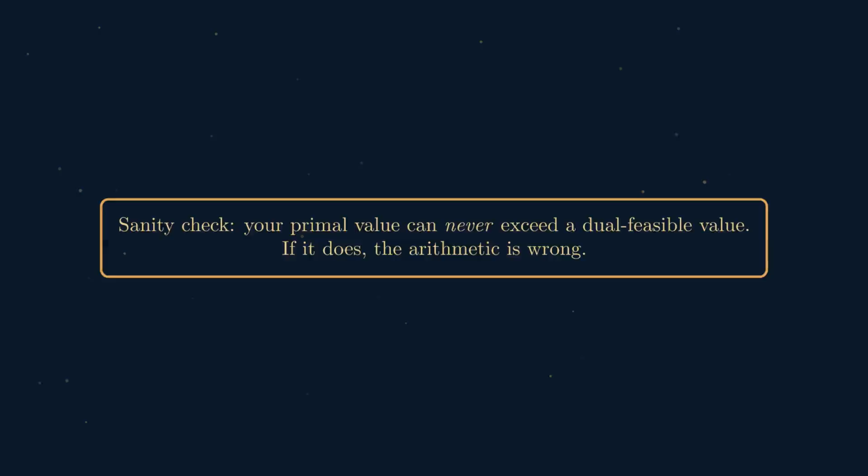1 habit to build. Duality doubles as an error detector. If your so-called optimal profit ever climbs above a price list you know is legal, you have made a slip, go back and check the arithmetic.